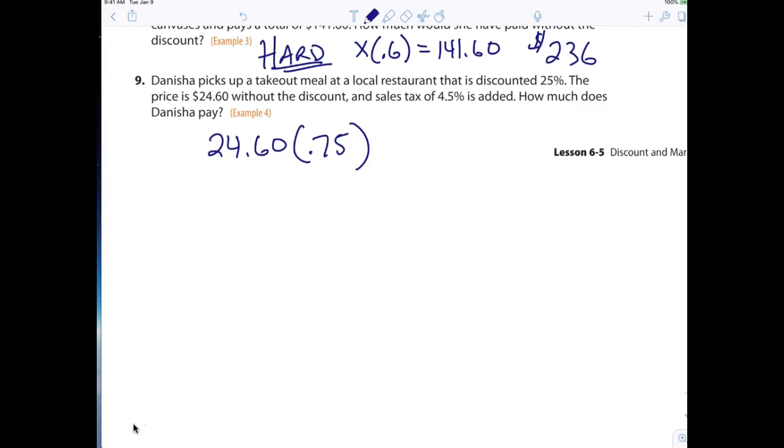Wait, I need to figure out the tax. What do I have to multiply this by? Oh, you're so close. What is it? No. No. That's the tax. I want to know what the bill is. What do I multiply by? What? 4.5. No. You're not listening.